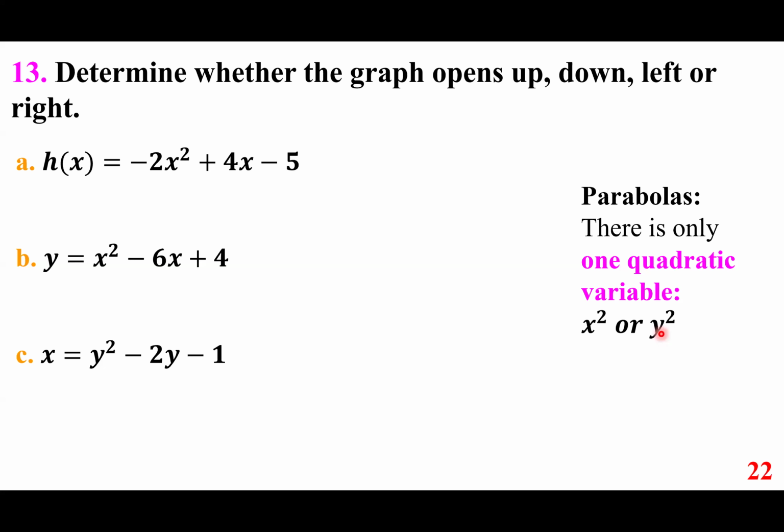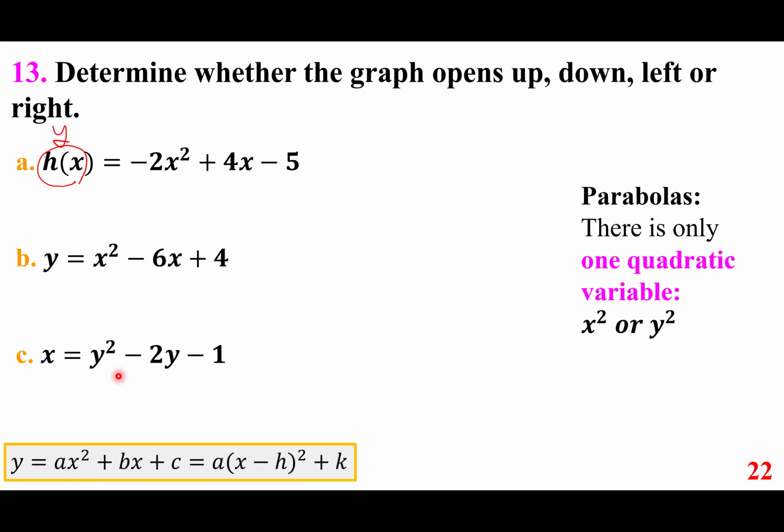So for example, please understand h of x means y, or f of x for that matter. So y has degree 1, x has degree 2. Y has degree 1, x has degree 2. X has degree 1, y has degree 2. Because you have one of them for sure, they must be parabolas, all of them.